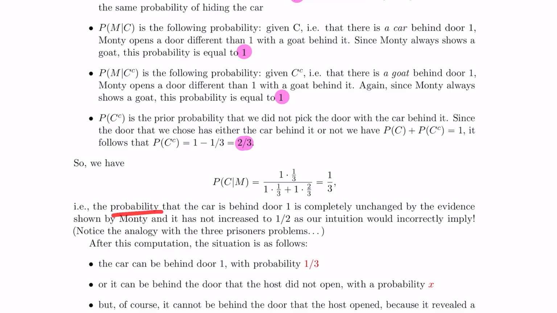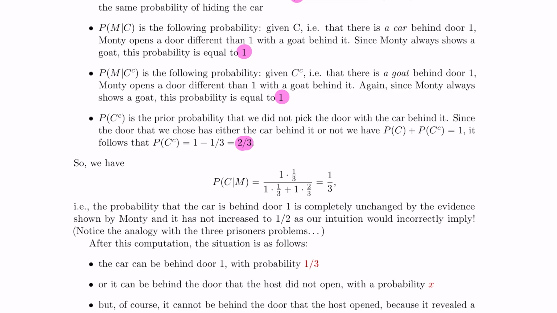So we see that the probability that the car is behind door 1 is completely unchanged by the evidence shown by Monty. If we consider the three prisoners problem, this is precisely the analog of the fact that the probability to be pardoned by prisoner 1 remains exactly the same after the warden speaks.